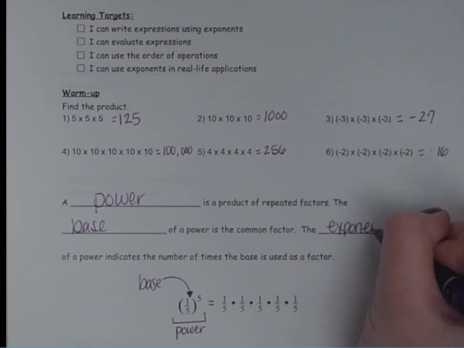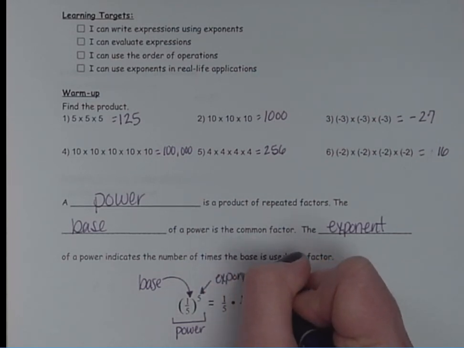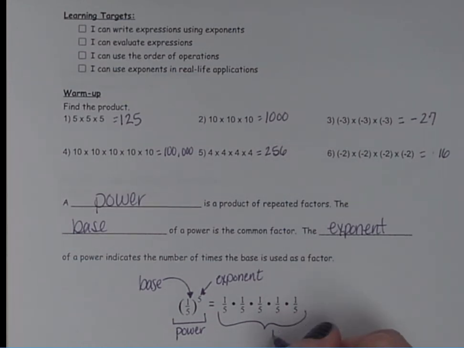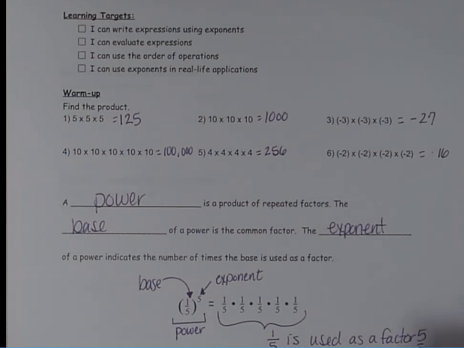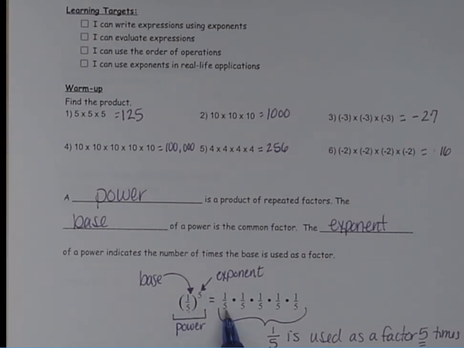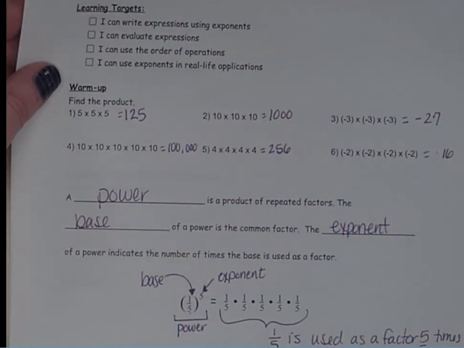The exponent is that number floating in the air that tells us how many times to multiply the base by itself. So if I take a look at this right here, 1/5 is used as a factor 5 times. So here's my base. It's my exponent. It's telling me 5 times, or 1/5 times 1/5 times 1/5 times 1/5, 5 times, because that is what the exponent is.